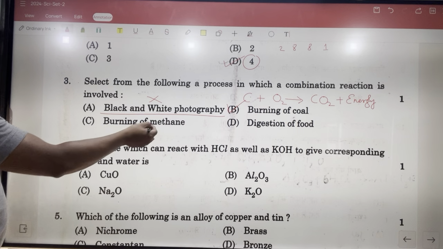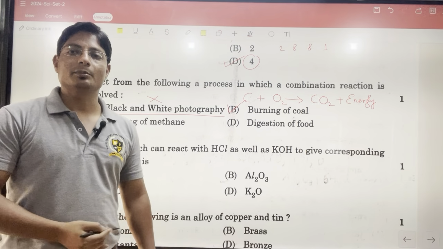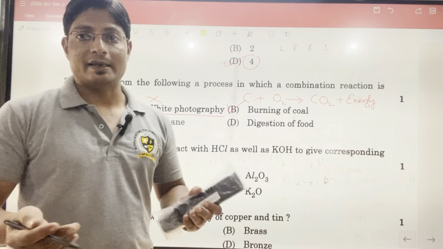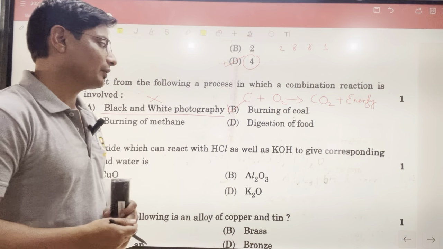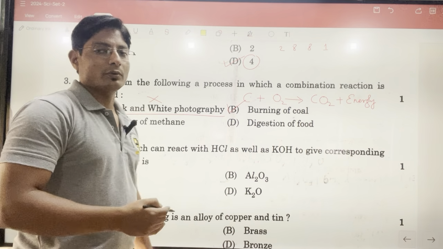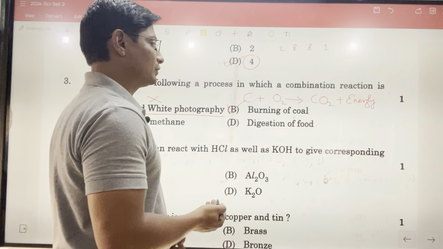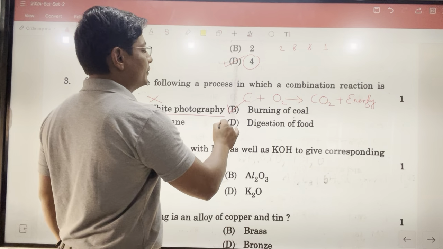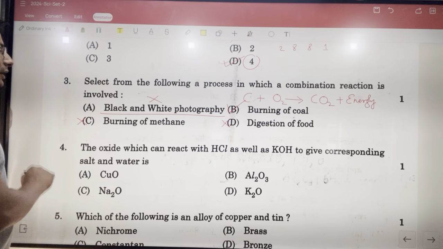So you can check with the burning of methane. So burning of methane basically produces a large amount of heat which is exothermic reaction like a decomposition type of reaction. So therefore it is not the correct option. Like digestion of food also involves lots of varieties of examples, so we cannot exactly identify which one it is. So therefore these two cannot be the correct options.